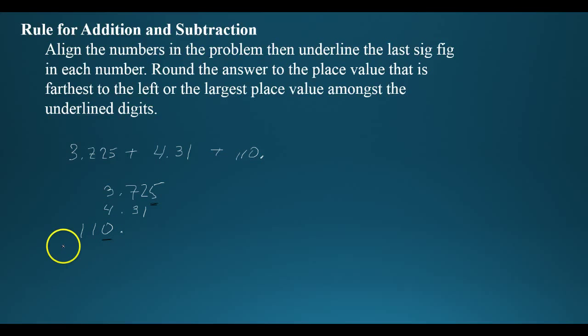So when you add these up, you are going to round your answer to the underlined digit, the place value that is farthest to the left. So here we have the thousandths, the hundredths, and the ones place. When we add up, we get 118.035. The place that's furthest to the left is the ones place, so our answer will simply be 118.